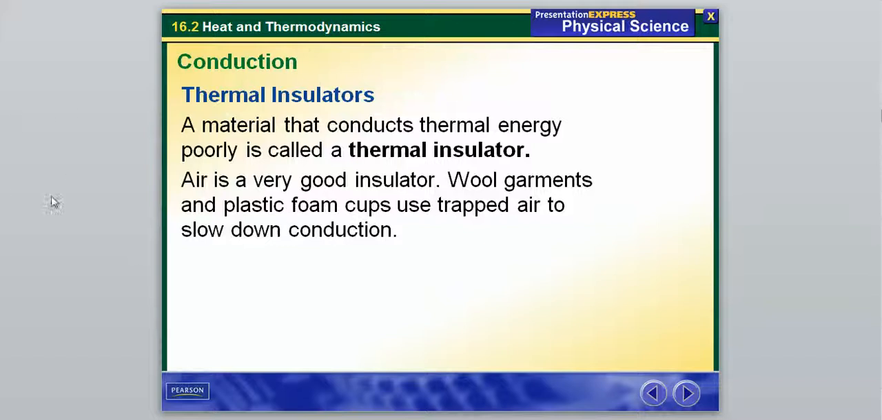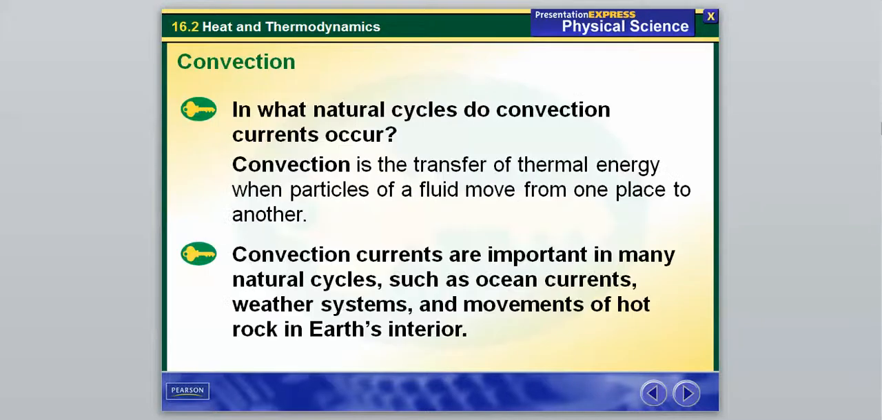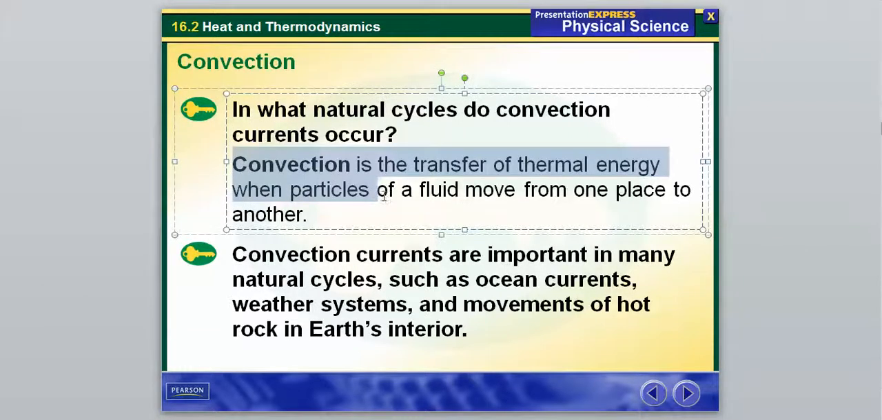So again, we've talked about these terms before. Now we're kind of relating it to thermal energy, not just whether or not it's a physical property of a substance. So that is conduction, one way that heat can transfer. Another way that heat can transfer is known as convection, and this is the transfer of thermal energy when particles of a fluid move from one place to another.